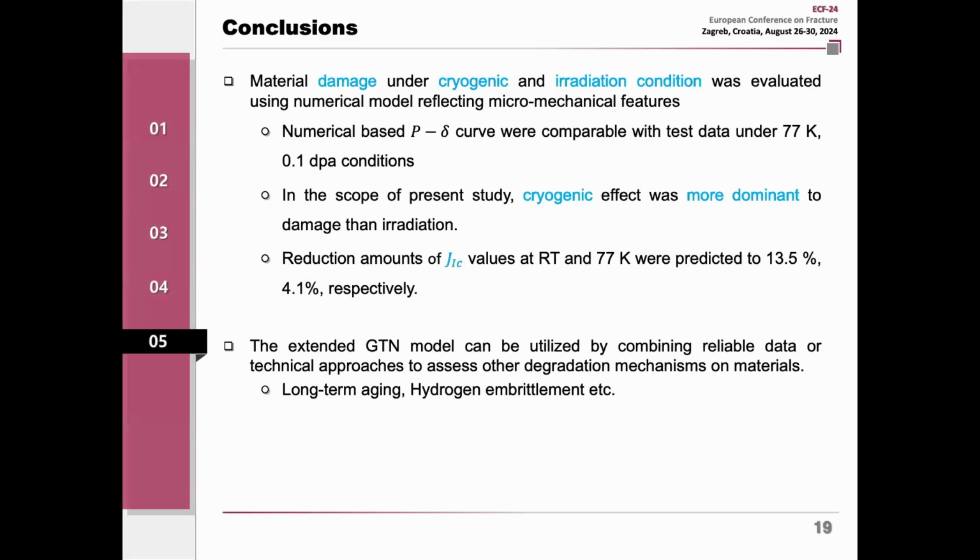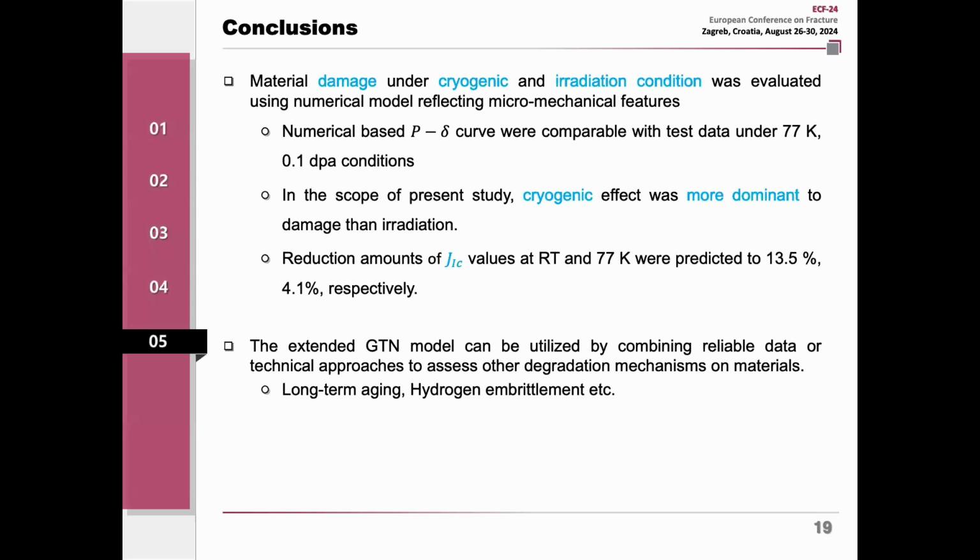In my presentation, material damage under cryogenic and irradiation conditions was preliminarily evaluated using a numerical model reflecting micromechanical features, using a GTN-based model and the complementary algorithm, Latin hypercube sampling. Firstly, numerical P-delta curves were compared with the test data on the cryogenic and irradiation conditions. Secondly, in the scope of the present study, the cryogenic effect was generally more dominant to the damage than irradiation. Lastly, the reduction amount of the fracture toughness J1C value at the cryogenic and irradiation conditions was predicted to be 30% and about 4% respectively.